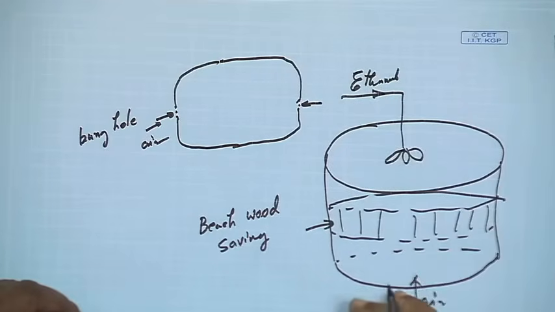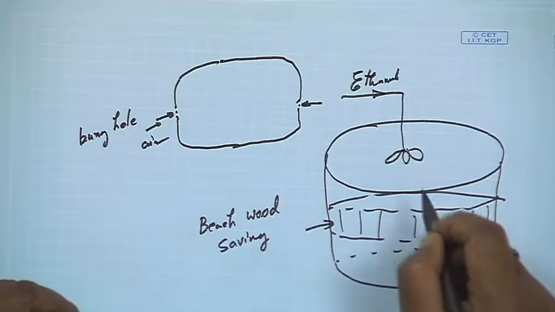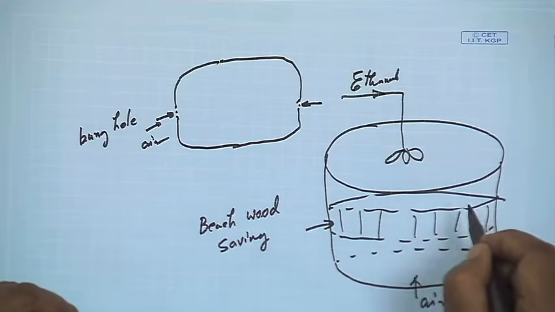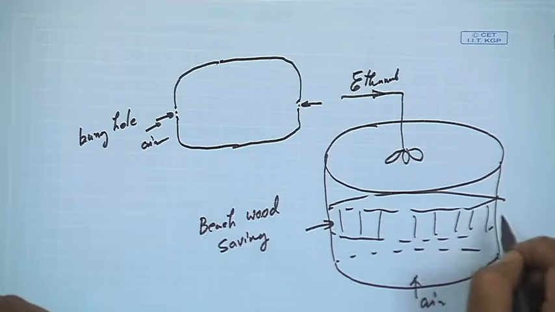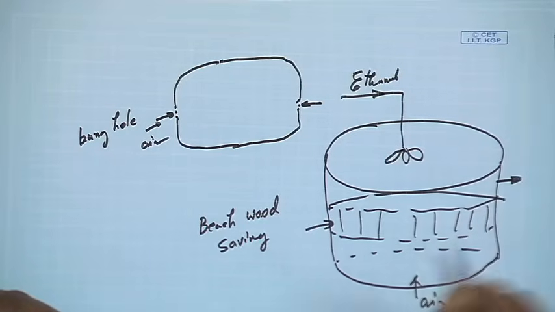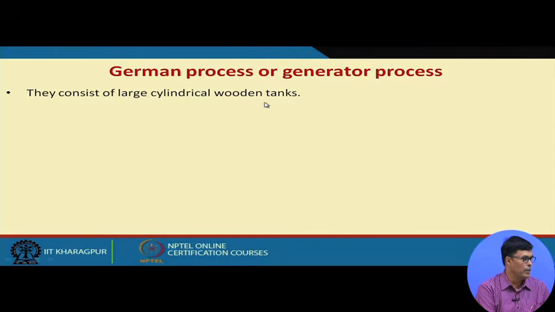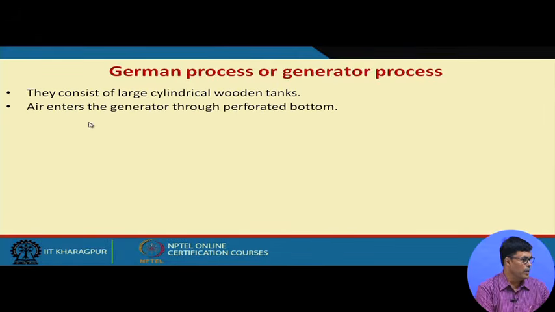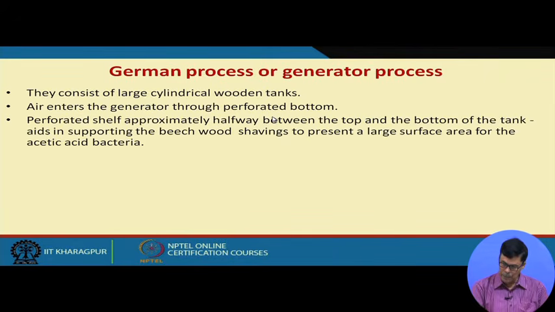The organisms are immobilized on the surface. When the sprinkled liquid goes down, it comes in contact with them, and they produce the acetic acid. Then you can take out the acetic acid from here. The large cylindrical wooden tank, air is entered in the generator through the perforated bottom. So we can have a distributor like this.